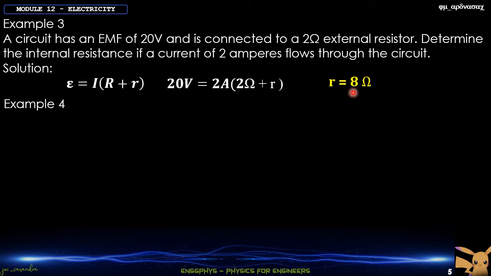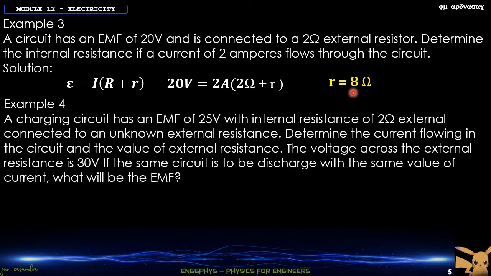Dapat minus. Yun lang yung ibig niyang sabihin pag nag-negative yung answer ninyo. So, let's solve example number 4. A charging circuit has an EMF of 25 volts with internal resistance of 2 ohms. An external resistance is connected. Determine the current flowing in the circuit and the value of the external resistance. The voltage across the external resistance is given at 30 volts. So if the same circuit is to be discharged with the same value of current, what should be our EMF?